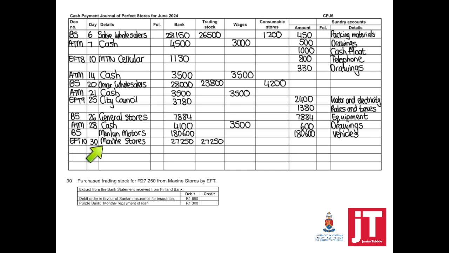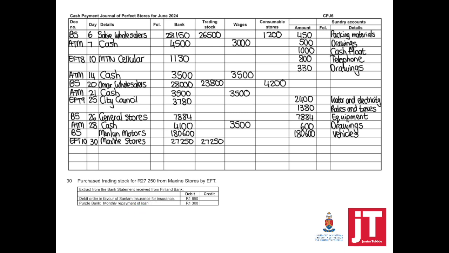From who? Maxi Stores. How much? 27,250 for trading stock. The second part of this transaction was the extract from the bank statement received from Finland Bank. A debit order in favor of Santam Insurance for insurance.